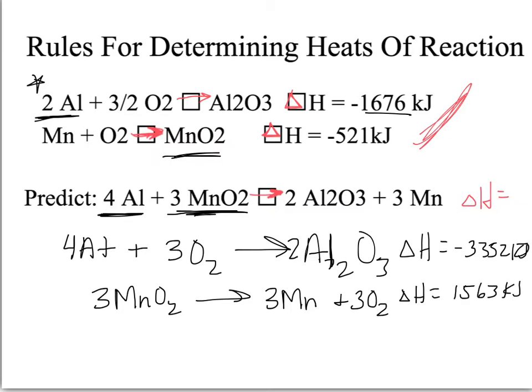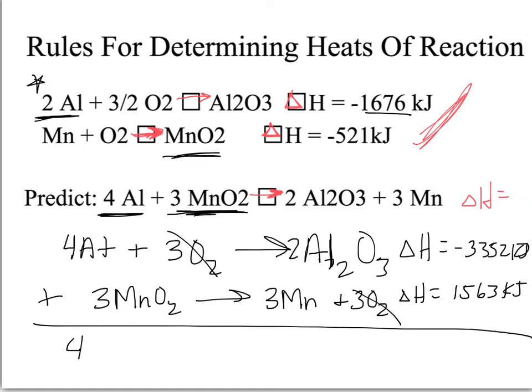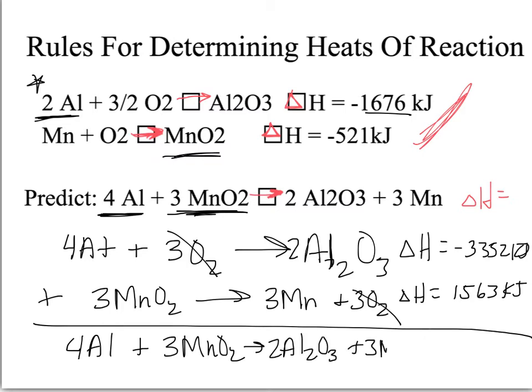1,563 kilojoules. And so when we add these together, remember the similar things on the reactant side and on the product side will cancel each other out. In this reaction, I've got 3O2 here and 3O2 here. So if I rewrite everything that's left over, I have 4 aluminum plus 3MnO2 makes 2Al2O3 plus 3Mn. For delta H, I'm just going to add these two numbers together. I think I get negative 1,789 kilojoules.